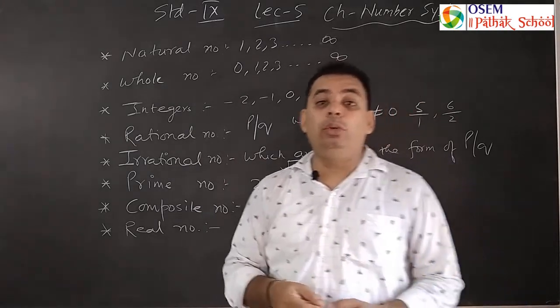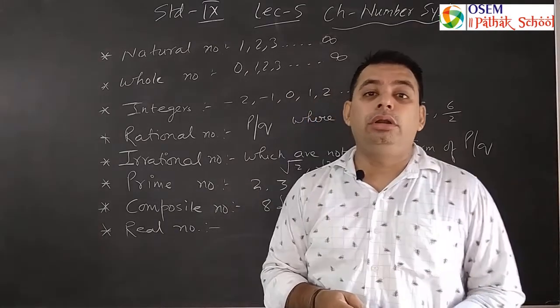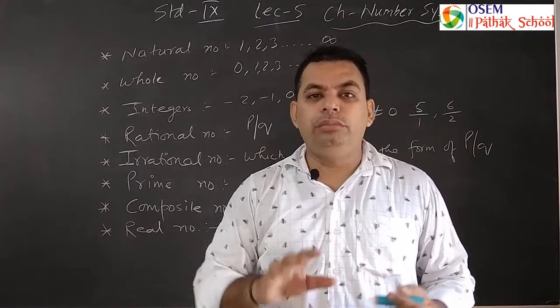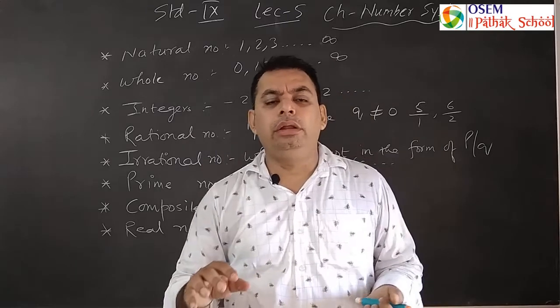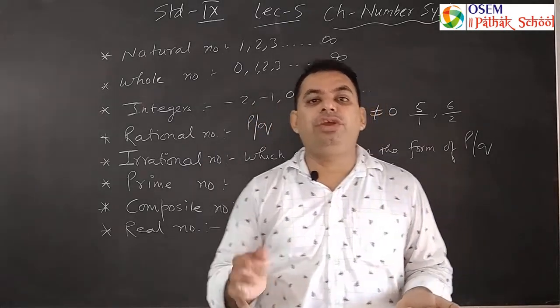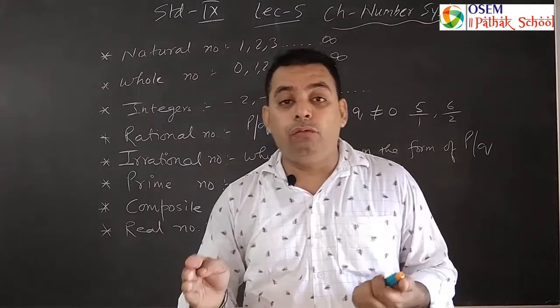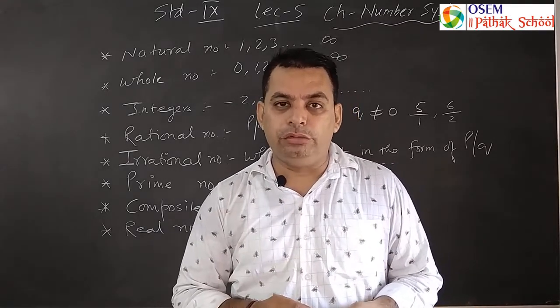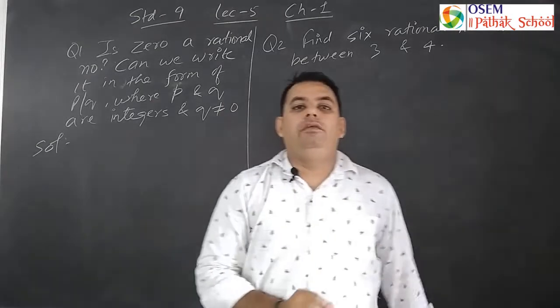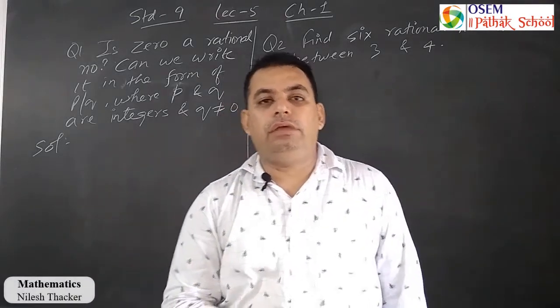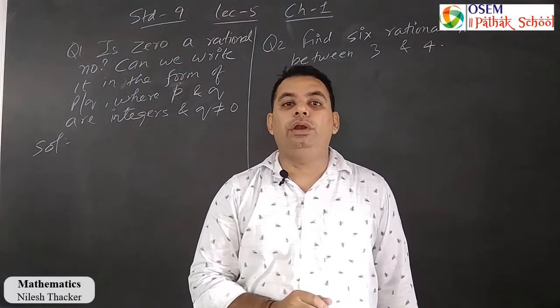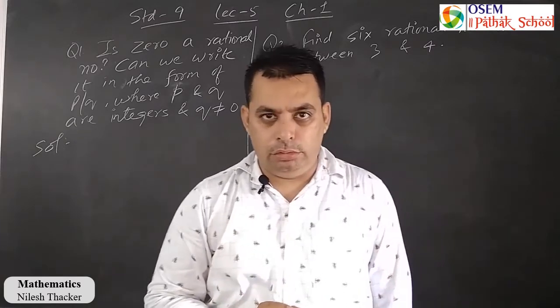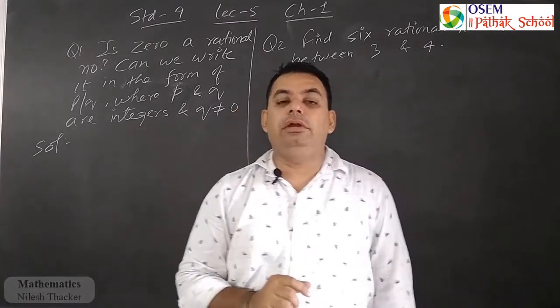Now I will explain how to find a rational number between 2 numbers. Suppose, as an example, find 6 rational numbers between 3 and 4. Means if we have to find 6 rational numbers between 3 and 4, I am going to explain that. Now students, we are going to solve the questions of exercise 1.1, questions number 1 and 2 of chapter number 1. The questions have been given to you.